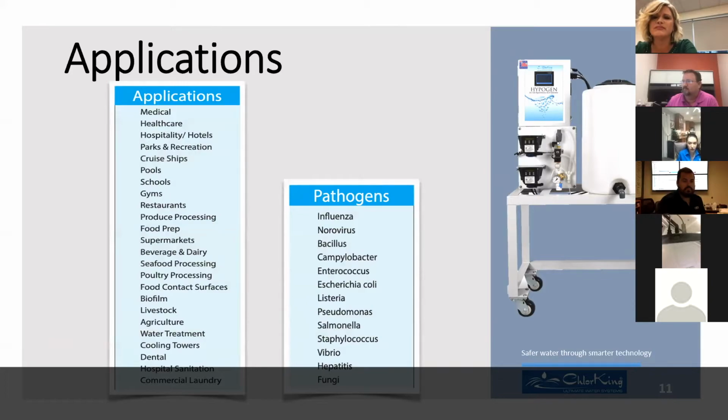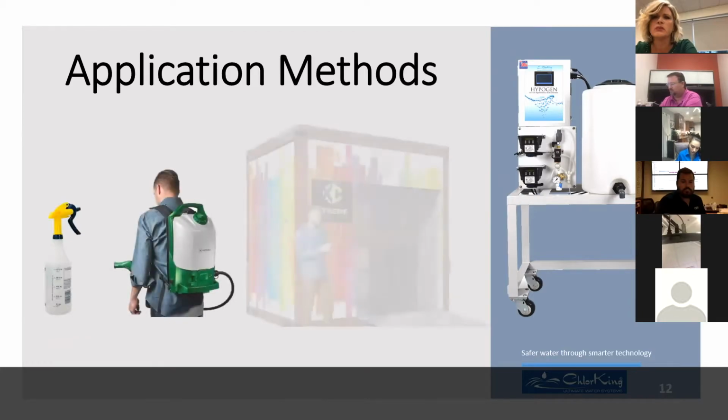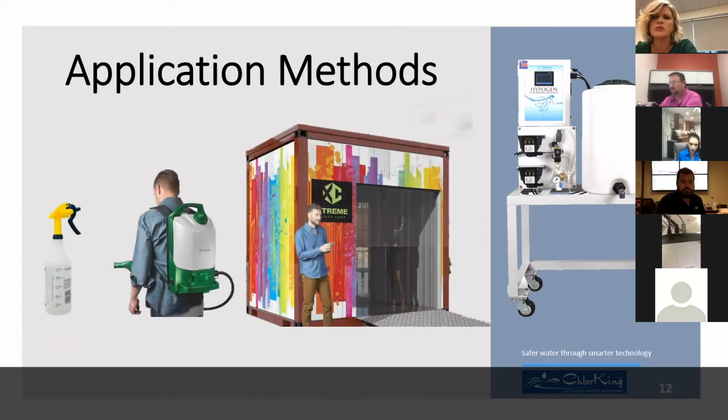Obviously, everybody knows about cruise ships and the issues that they're having. Parks and recreation, restaurants, gyms. I mean, it's just endless the number of places that this can be used as a direct, effective sanitizing solution. So the application methods for this solution are easy. You can put it in a spray bottle, you can put it in a fogger, or you can put it through a tunnel. There's a company that we did a deal with not too long ago called Extreme Cubes.